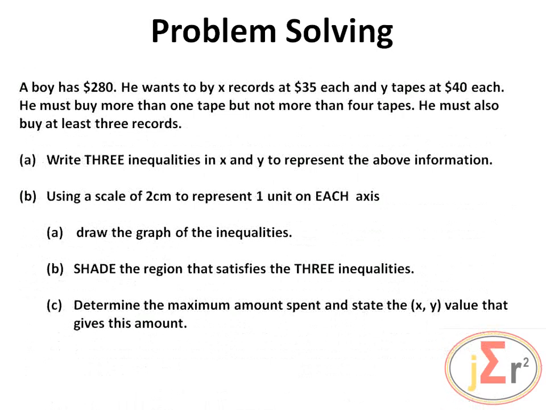Now this is another problem I like because it's short and for some other reasons. A boy has $280. He wants to buy X records at $35 each and Y tapes at $40 each. He must buy more than one tape but not more than 4 tapes. He must also buy at least 3 records. Write 3 inequalities in X and Y to represent the above information.